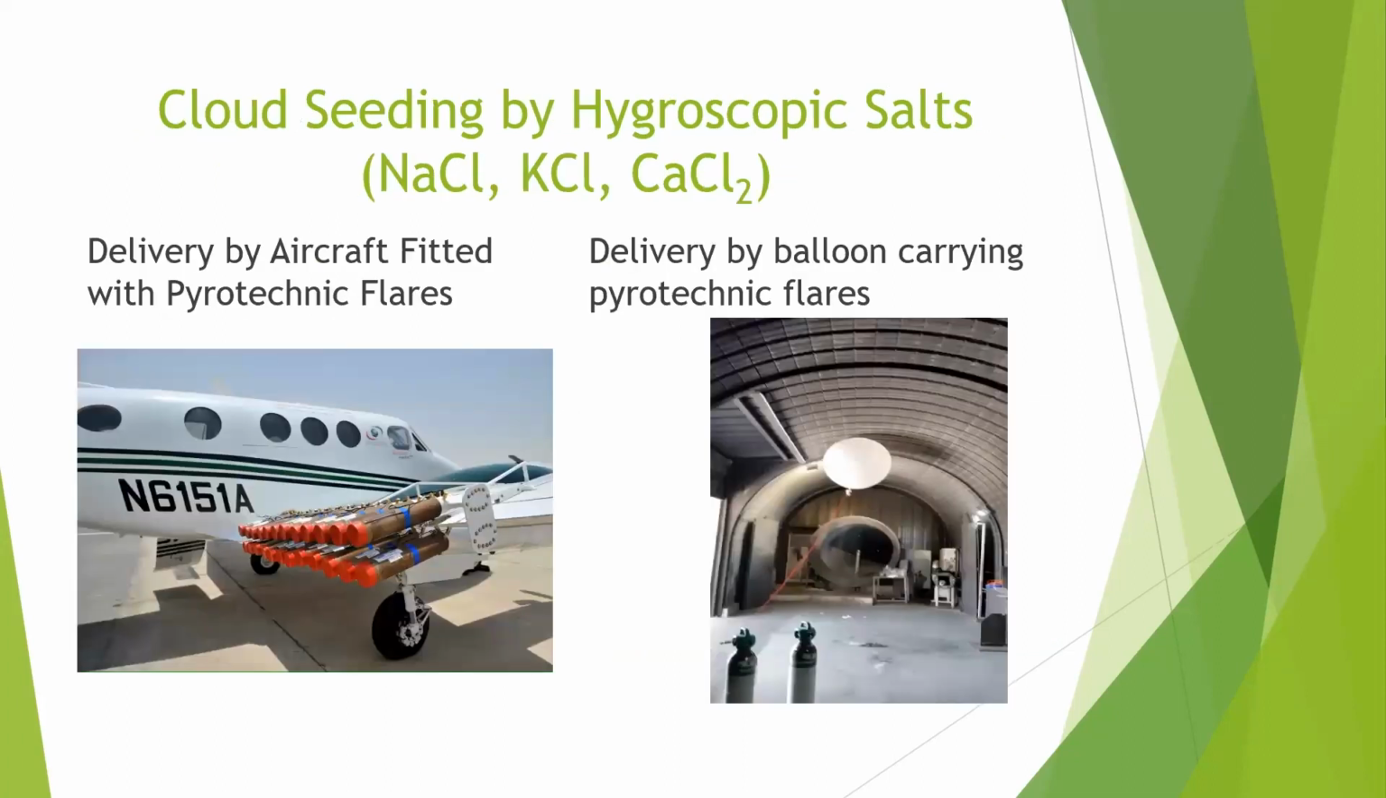However, as I say, here's a photograph on the left of one of the typical aircraft that's used for cloud seeding. And on the wing, you see these cylinders with red caps on them. These are pyrotechnic flares. These aircraft fly into clouds and ignite the flares. The flares burn and emit hygroscopic salts. This is typical of cloud seeding activities in, for example, the United Arab Emirates, which uses this extensively.